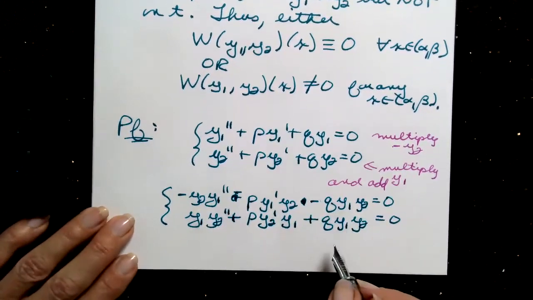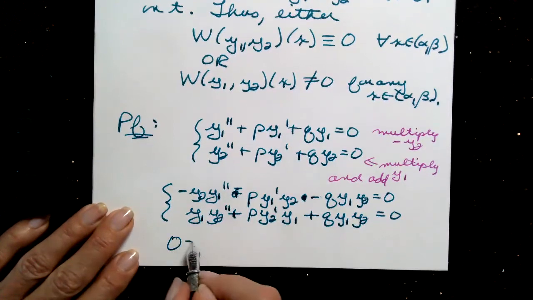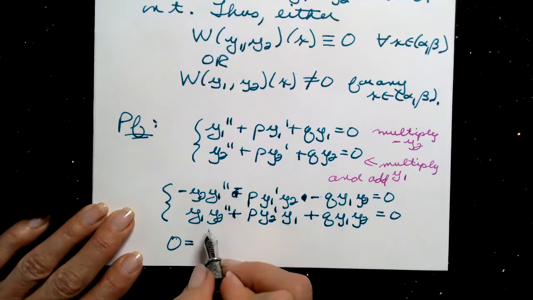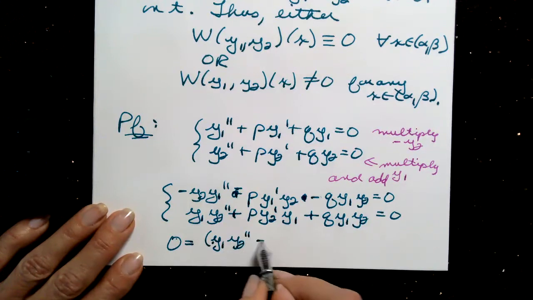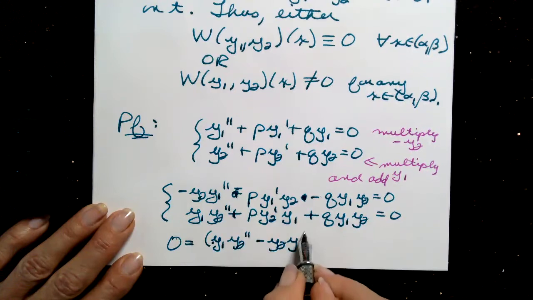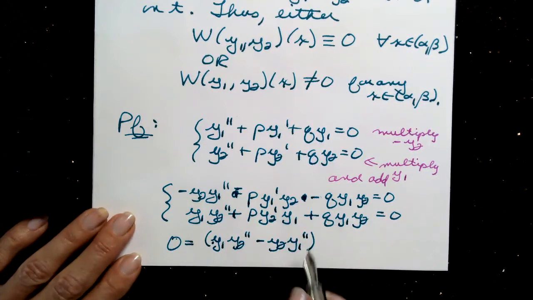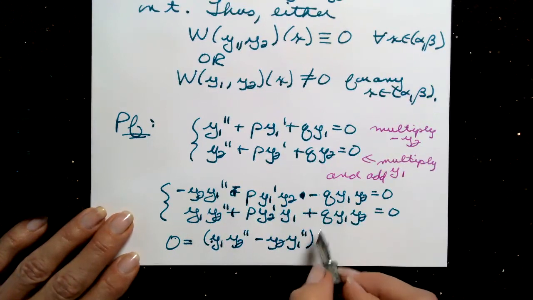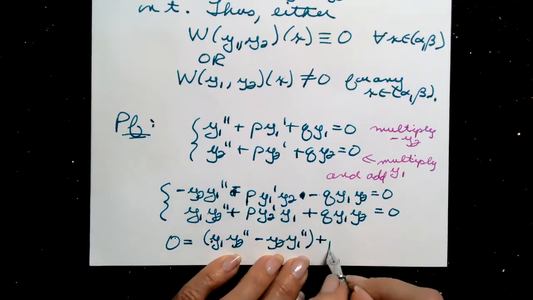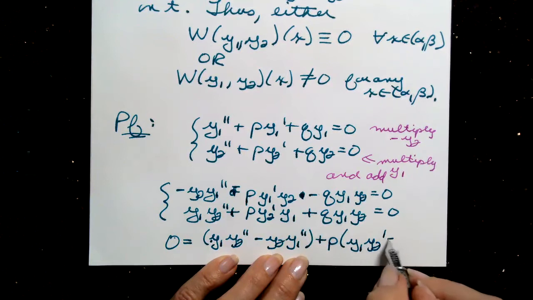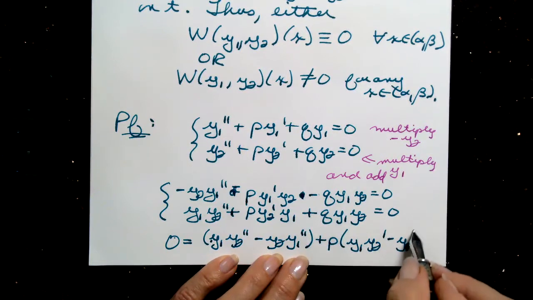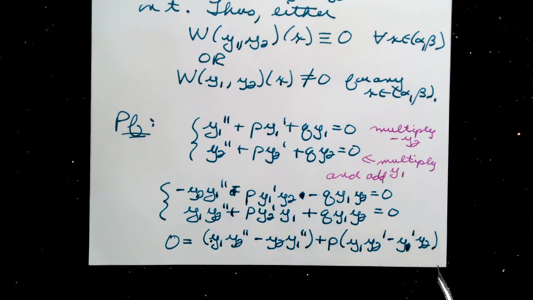Okay, and now when we add those two equations, we get 0 is equal to, from these two terms, y1 y2 double prime minus y2 y1 double prime. These two terms cancel each other out. And then from this one, the middle one, we will factor out a common factor of p, and then we have y1 y2 prime minus y1 prime y2. Okay, all right. So we look at that.